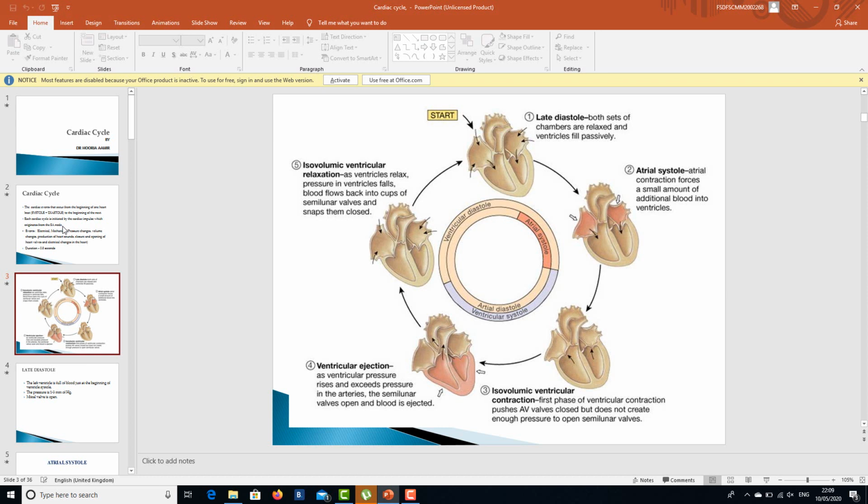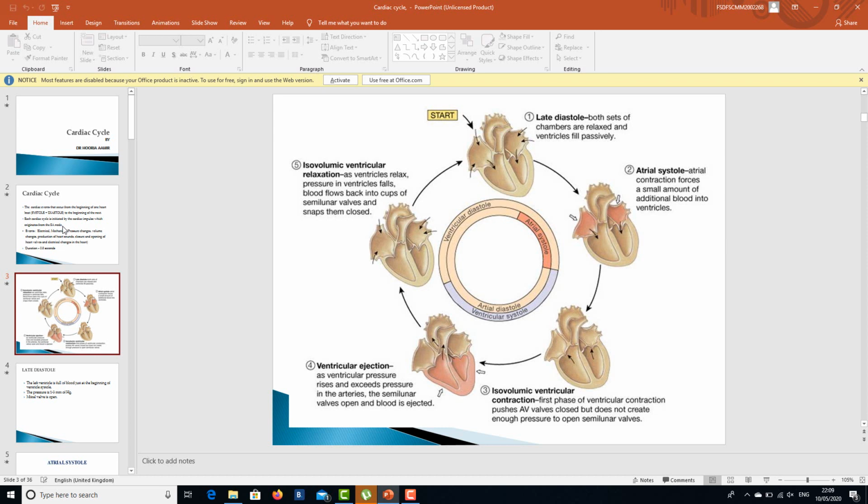And then later on, in the second phase of this ventricular contraction, we have a rise in the ventricular pressure, and it exceeds the pressure over there in the arteries, and this leads to the opening up of the semilunar valves and the blood is ejected.